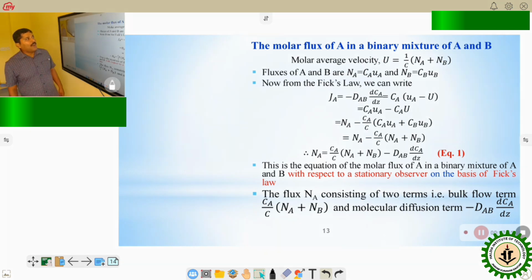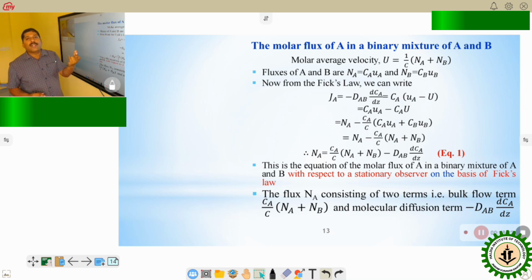Now, we can find out the molar flux of A in a binary mixture of A and B. We are considering a mixture of two components, A and B, a binary mixture, and we want to find out in that particular mixture the flux, or molar flux, of A, and the representation is nothing but N_A.